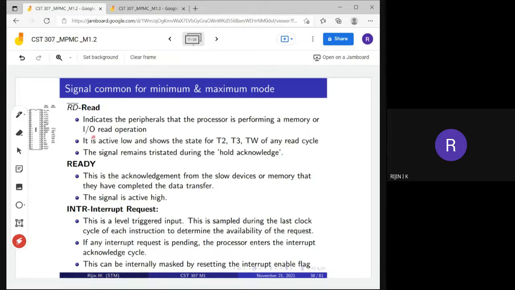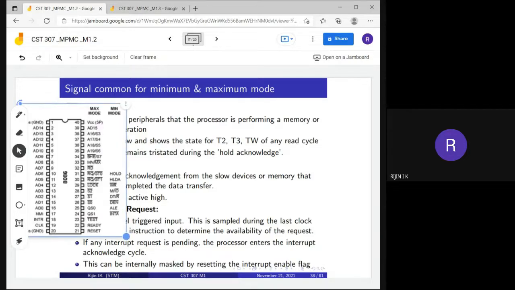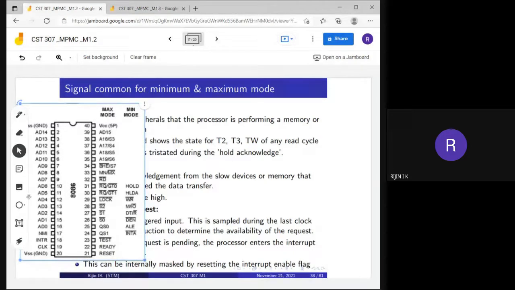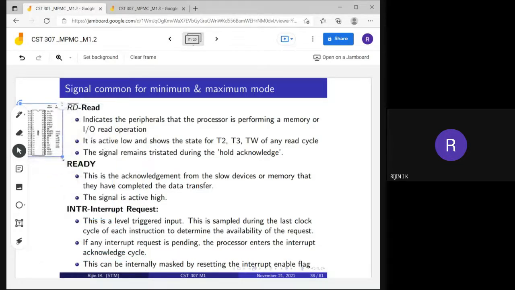Then the next one is the ready pin, pin number 22. Actually, this ready pin is also an active high signal pin.